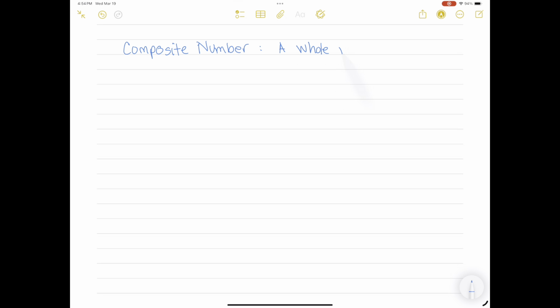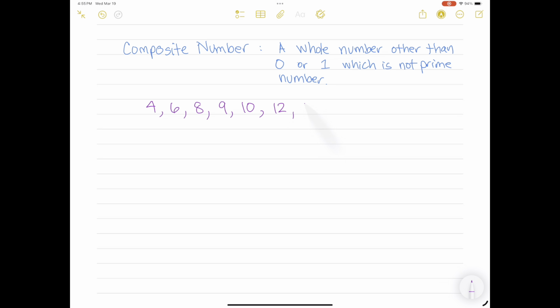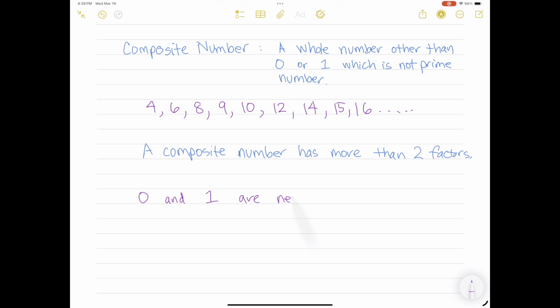A composite number is a whole number other than 0 and 1 which is not a prime number. Here are the composite numbers: 4, 6, 8, 9, 10, 12, 14, 15, 16, etc. A composite number has more than two factors. The numbers 0 and 1 are neither prime nor composite.